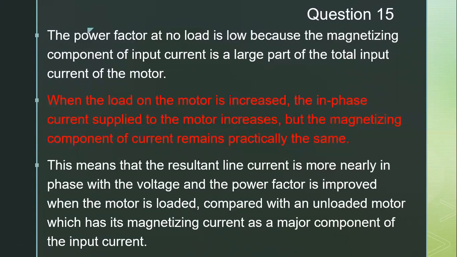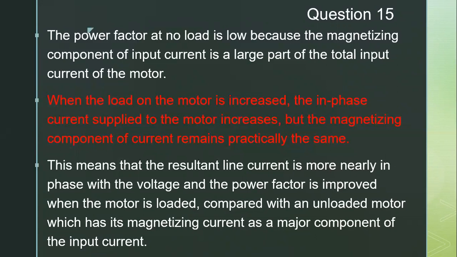So what is the magnetization current? It is the current used for producing the magnetic field. In any motor, a magnetic field is needed, and to produce that magnetic field, one current is needed. That current is known as the magnetization current.